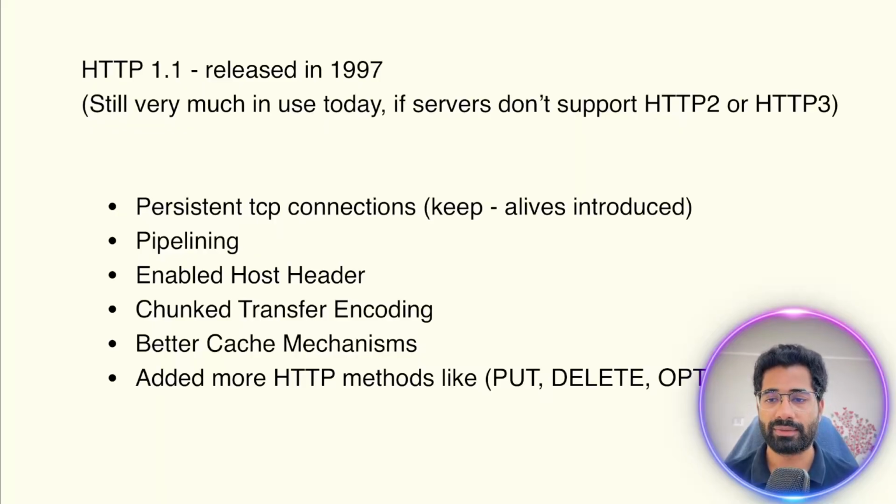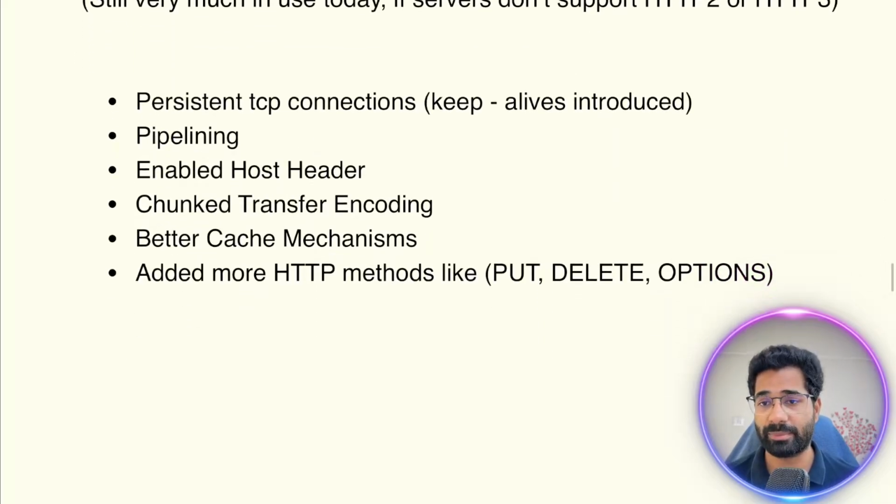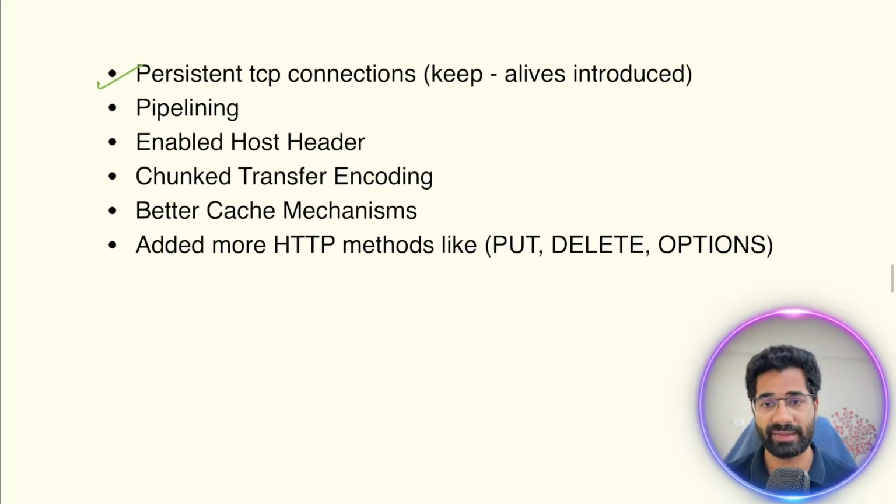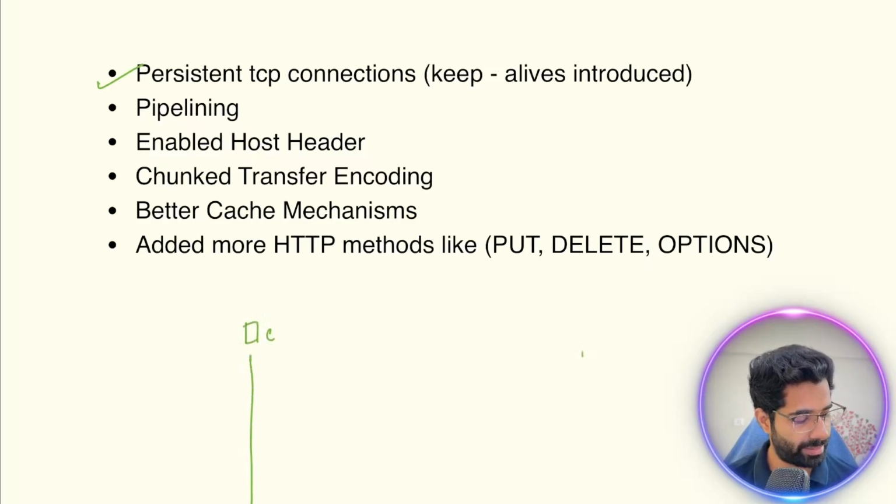One of the major improvements HTTP 1.1 brought on top of HTTP 1.0 was the introduction of persistent TCP connections. As you would know, in HTTP 1.0 we always needed a separate TCP connection for a separate request, but here the TCP connections were persistent. Let's say you have a client and a server. Whenever a client tries to make a request to the server on HTTP 1.1, it will open a TCP connection. A three-way handshake will happen on this TCP connection, and the TCP connection opens.